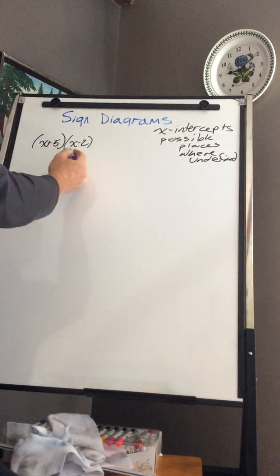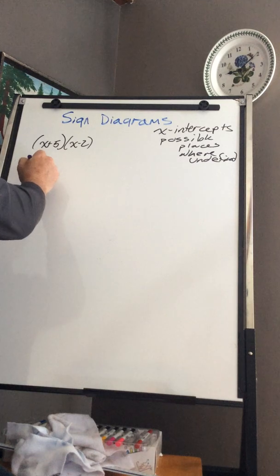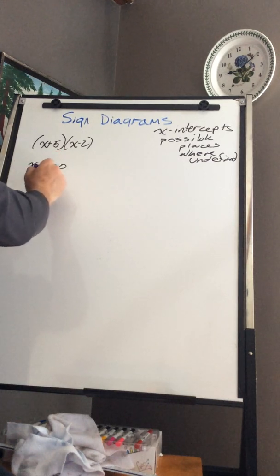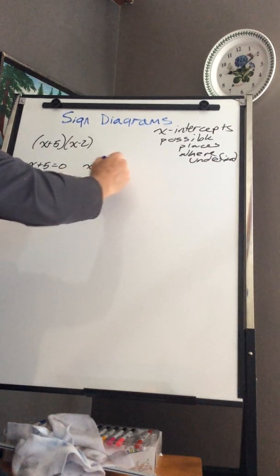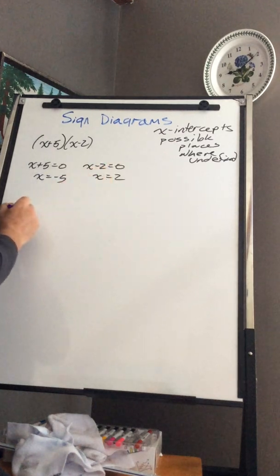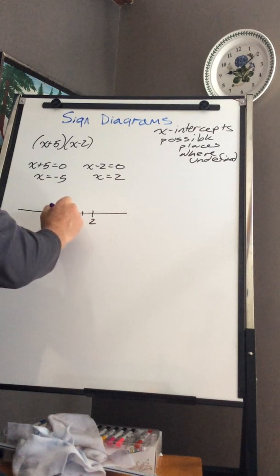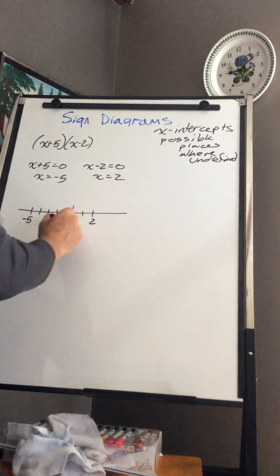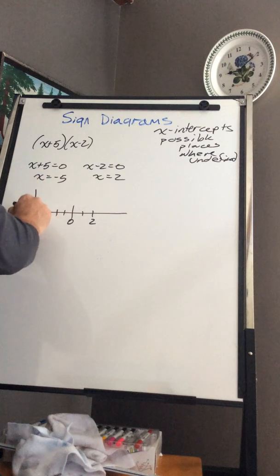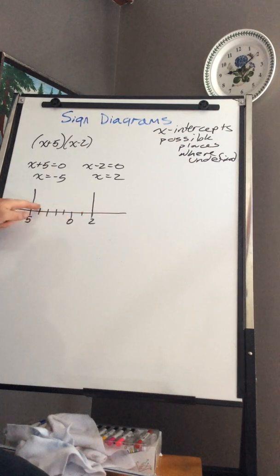So in this case, if we want to draw a sign diagram, first thing we do is we figure out our x-intercepts. Just like a quadratic, x plus 5 equals 0. So x equals negative 5. X minus 2 equals 0. X equals 2. So my sign diagram, 0, 1, 2, negative 1, negative 2, negative 3, negative 4, negative 5. Now, 0. This and this are what matter for my sign diagram. Nothing else matters.